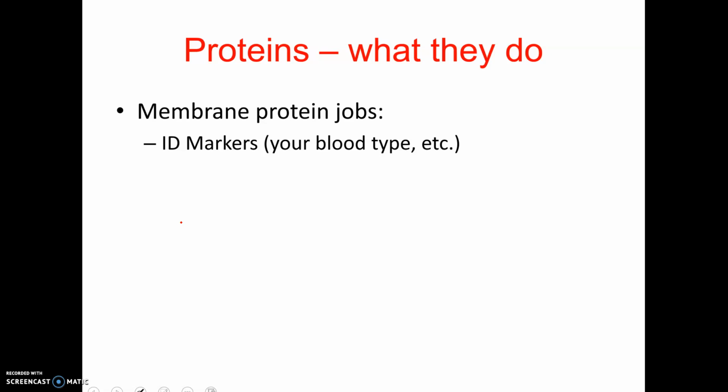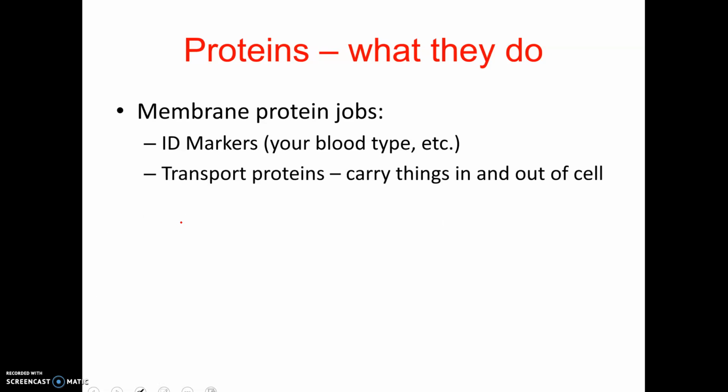These are the ID marker proteins that are on your cells that identify them, so that your immune cells do not attack and harm cells that belong to your body. They identify those cells as belonging there, and that way if they see cells that don't have the right ID markers, they know those don't belong, and that's how you can fight off viruses and bacteria and things like that.